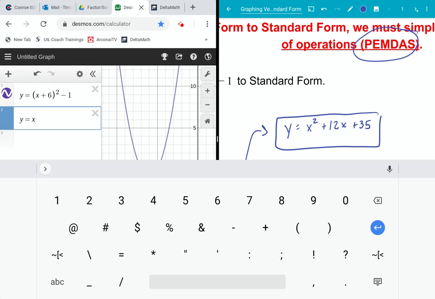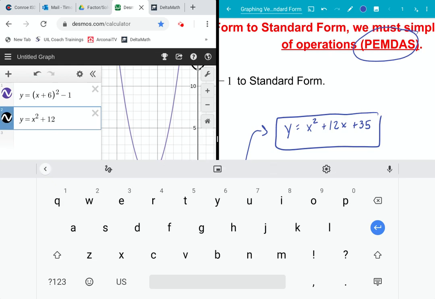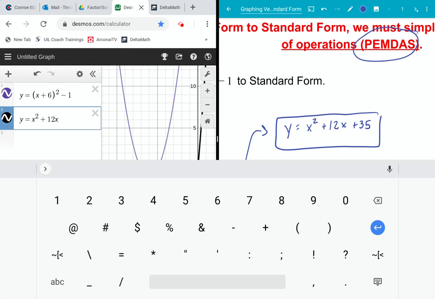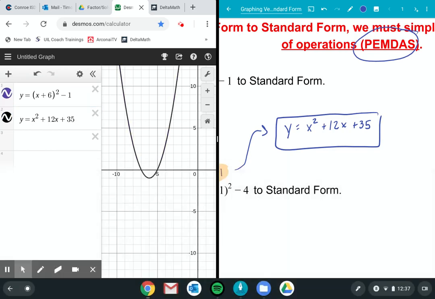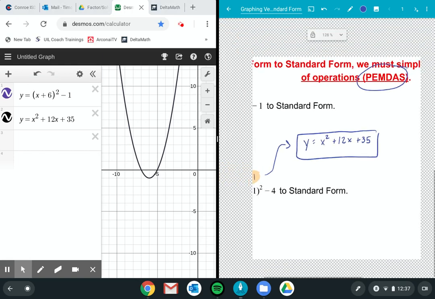As quick as I can on a tablet. x squared plus 12x plus 35. And you'll notice, oh, look, if I go back and forth between my equations, they're identical. If you notice, they're right on top of each other, which just tells me that these two equations are equivalent. Okay.